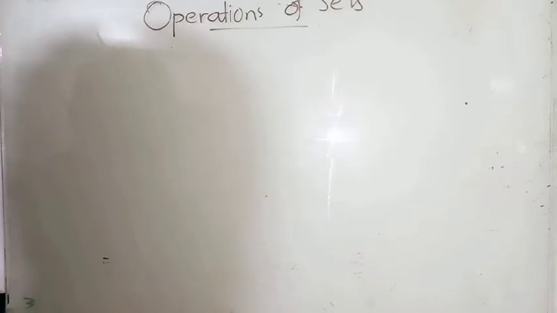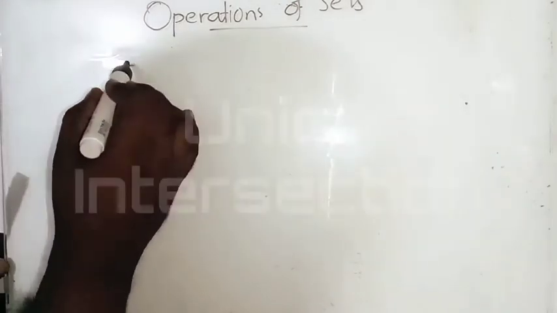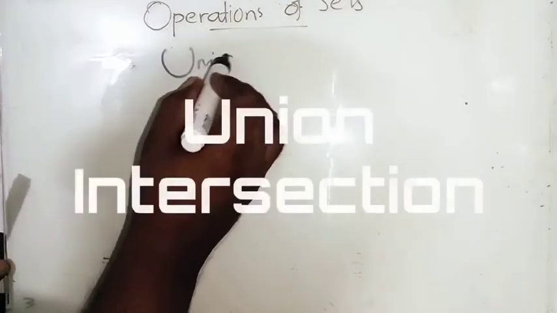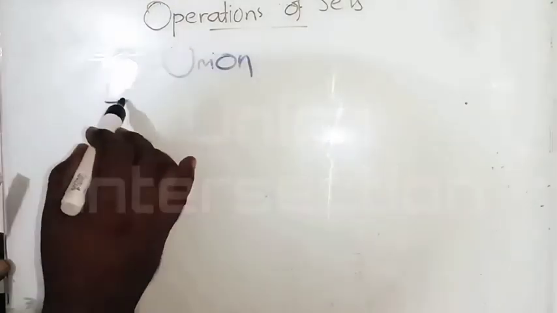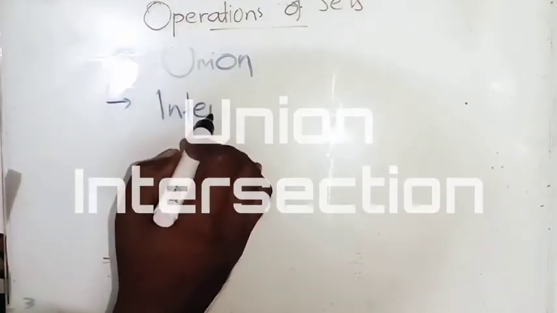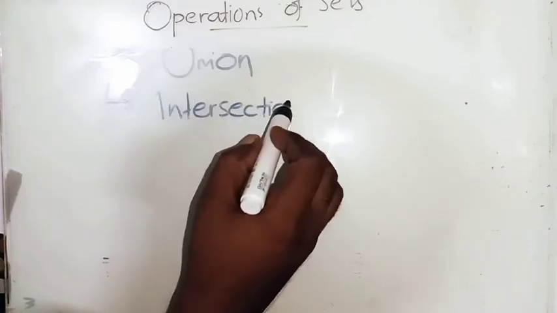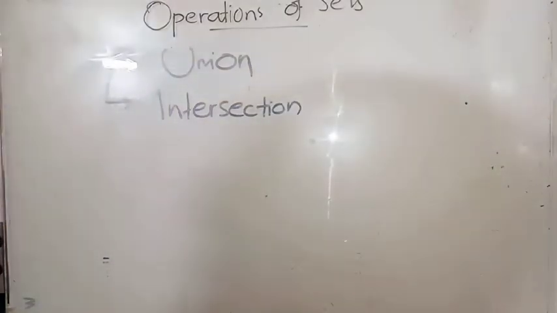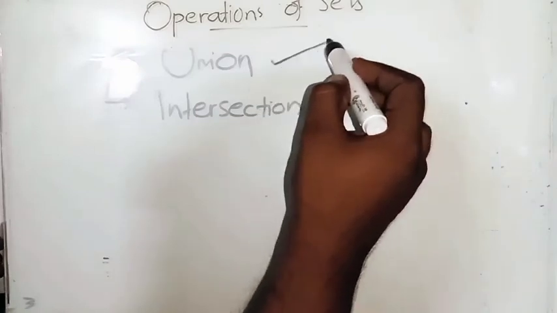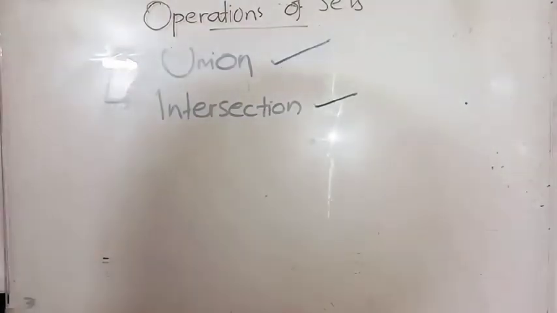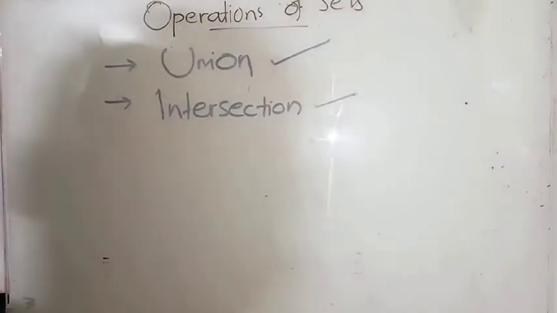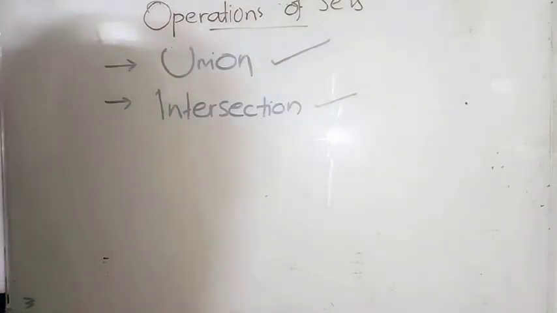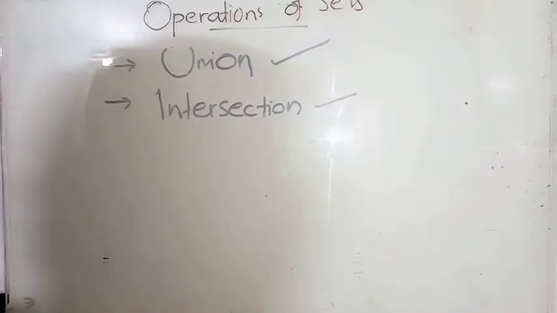Here in set theory we have only two operations. They are union and intersection. So what are the operations of set theory? Which are union and intersection. These are the two operations we perform in set theory. No addition, subtraction, multiplication or division.